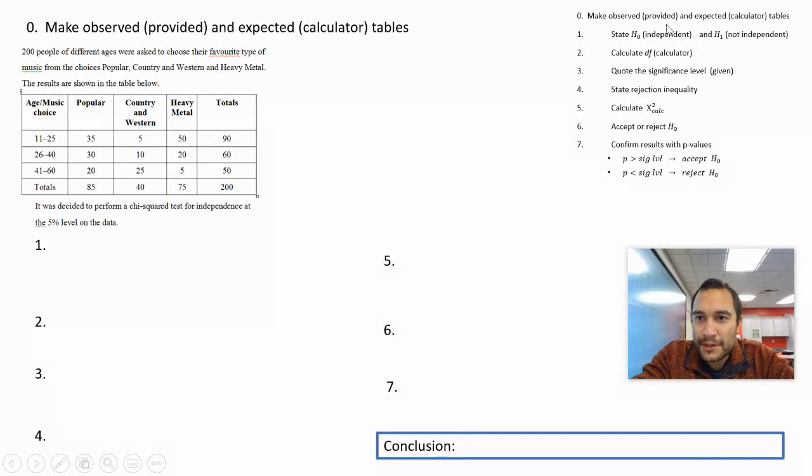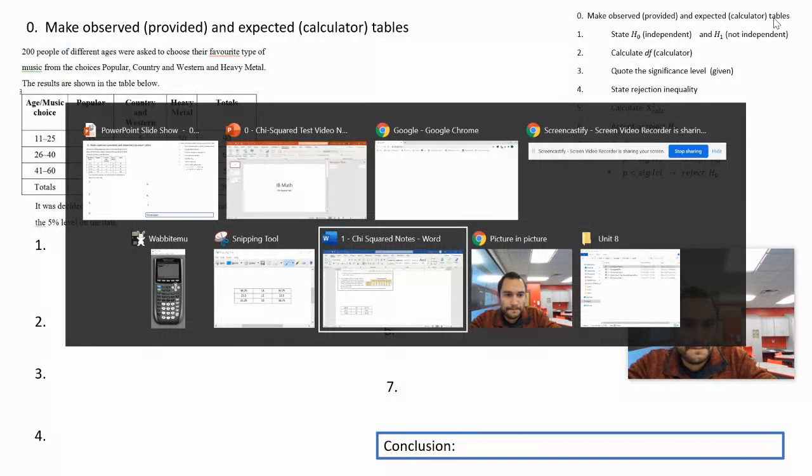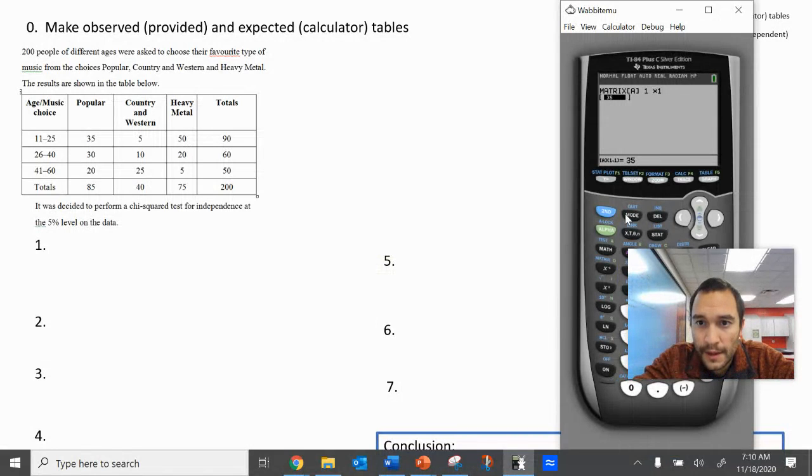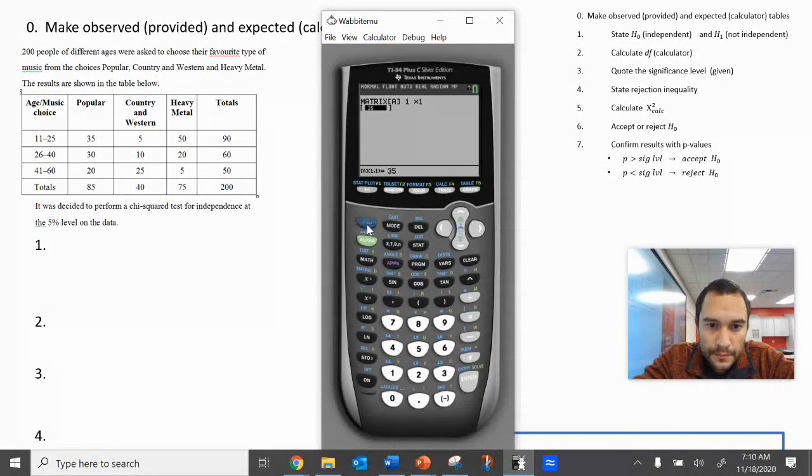Now, step 0 is make observed and expected tables. We're going to go in a different order now that we have calculators. If you hit second matrix, go over to edit and edit the A matrix. This is a 3 by 3 matrix. We don't need the sums or the titles. We type them in: 35, 5, 50, 30, 10, 20, 20, 25, and 5. Double check, make sure we got them all right.